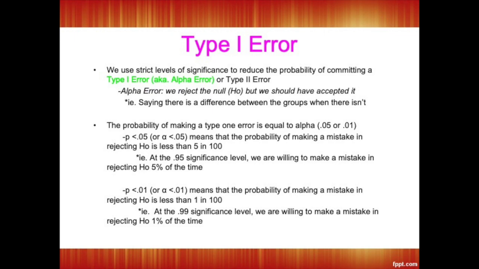And when we are using a probability of 0.01, this means that the probability of making a mistake and rejecting H0 is less than 1 in 100. And so at the 0.99 significance level, we are willing to make a mistake in rejecting H0 1% of the time.